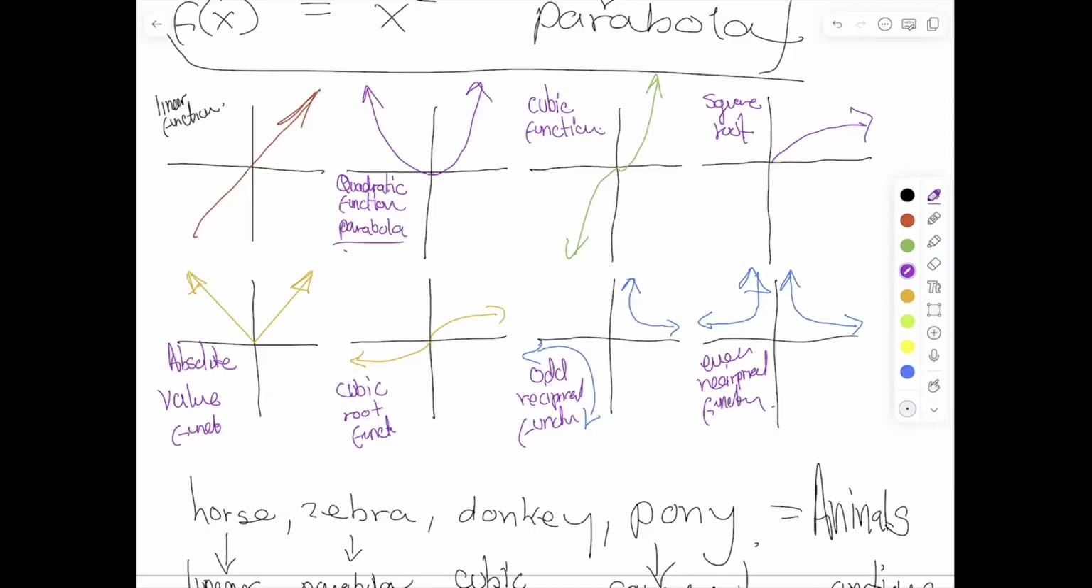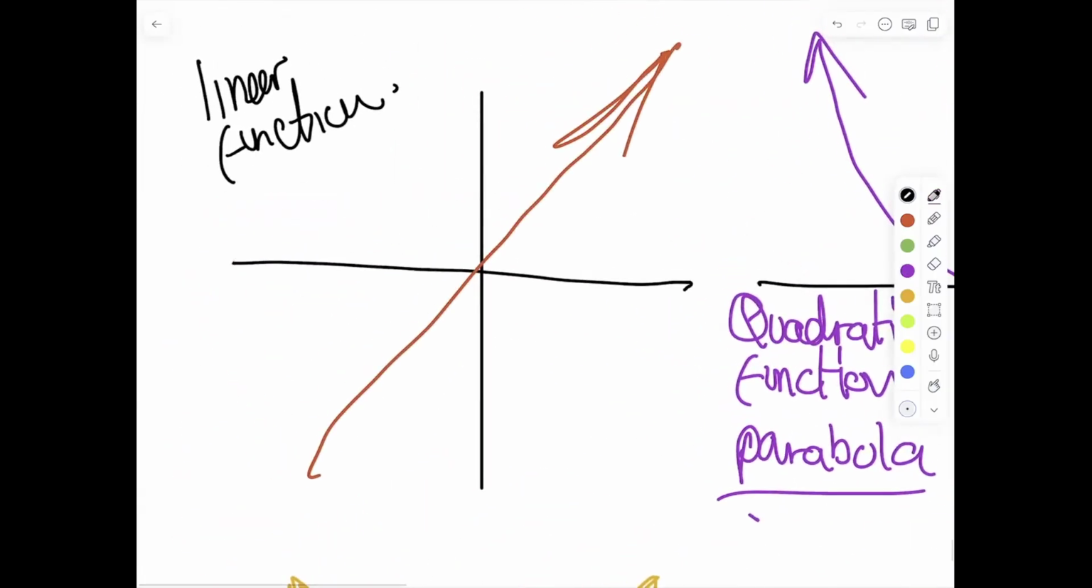And they're just going to give you the graphs, and they're going to say, oh, name them. But not only are they going to tell you to name the function, they're going to want the equation of the function. So we already know the first one, right? The first one is f of x is equal to mx plus b, right? That's the linear function.